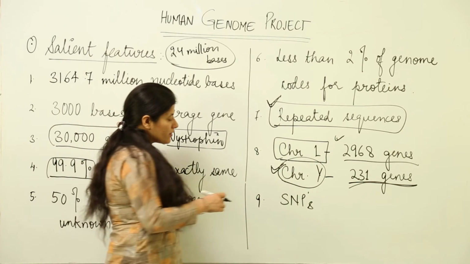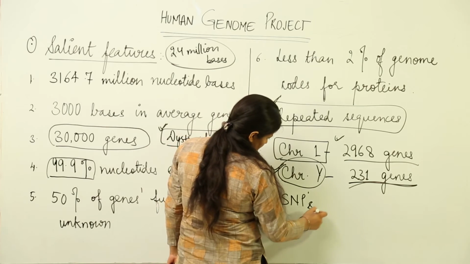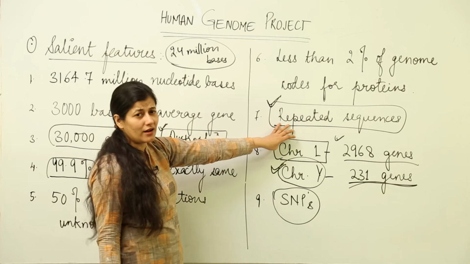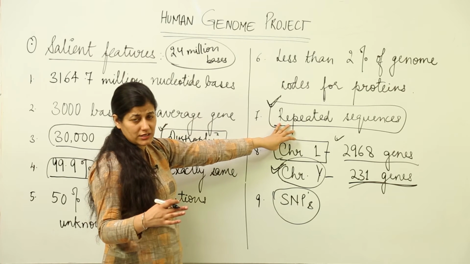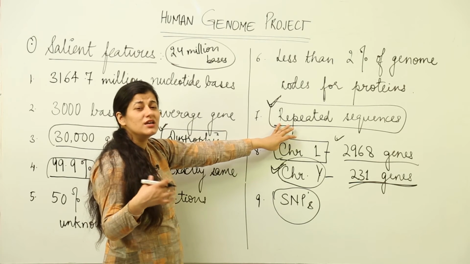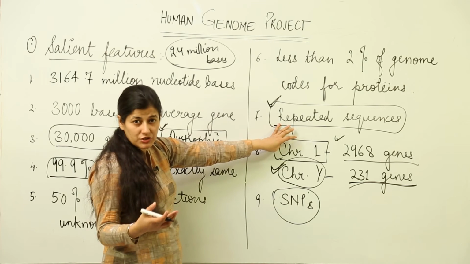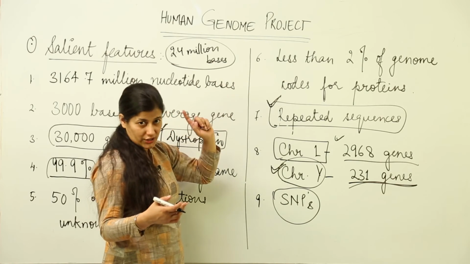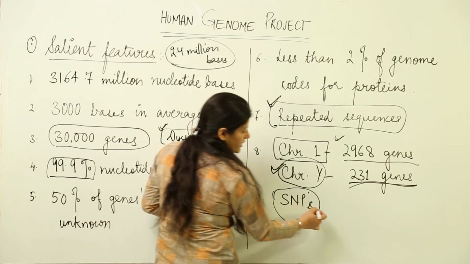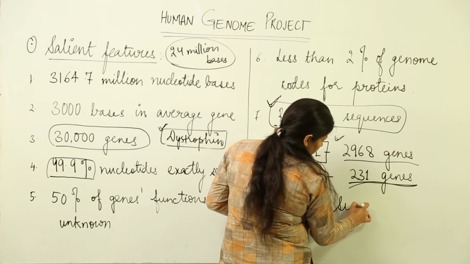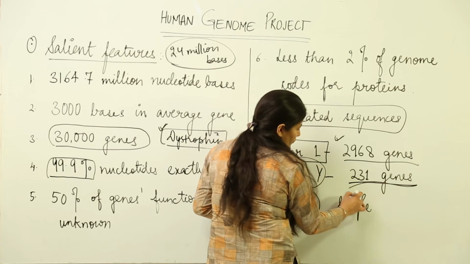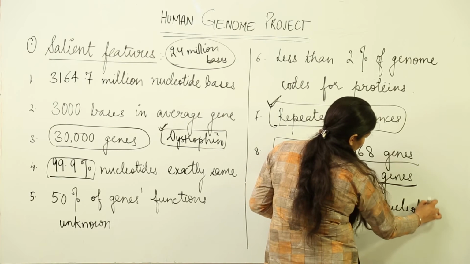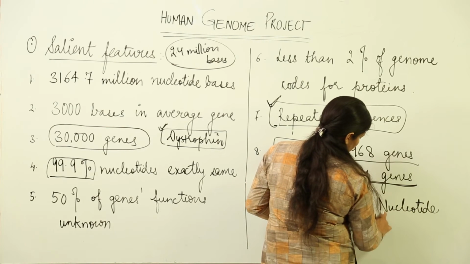And lastly, we have one salient feature that comes into the scene, which is SNPs. One thing you have to keep in mind is that there are so many repeated sequences. They are repeated 10,000 times, as much as repetition is there. This you have to remember in that part which does not code for the genes. Secondly, there is single nucleotide polymorphism that is observed in the non-coding part of the genome.